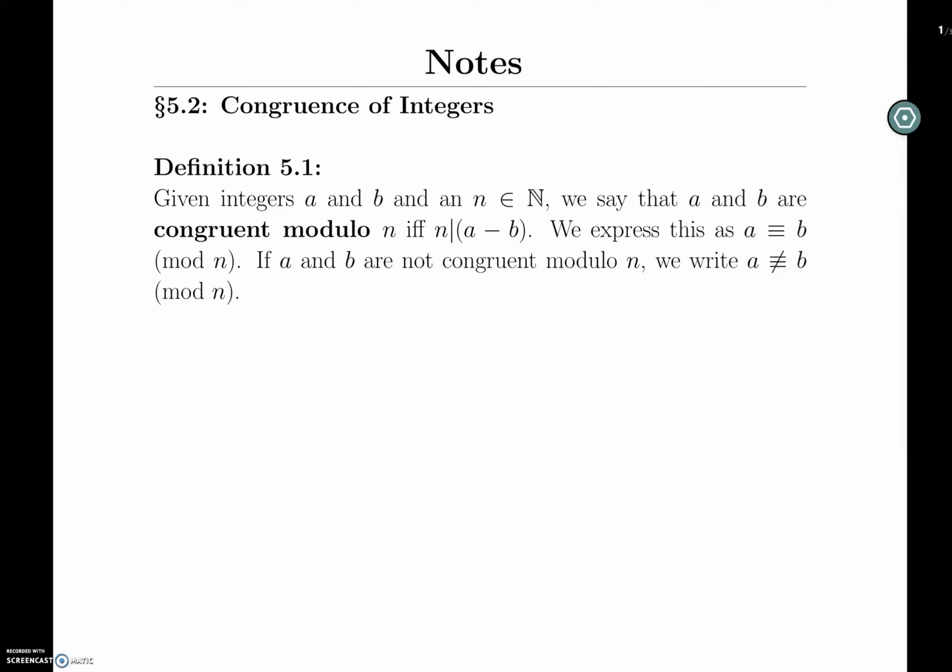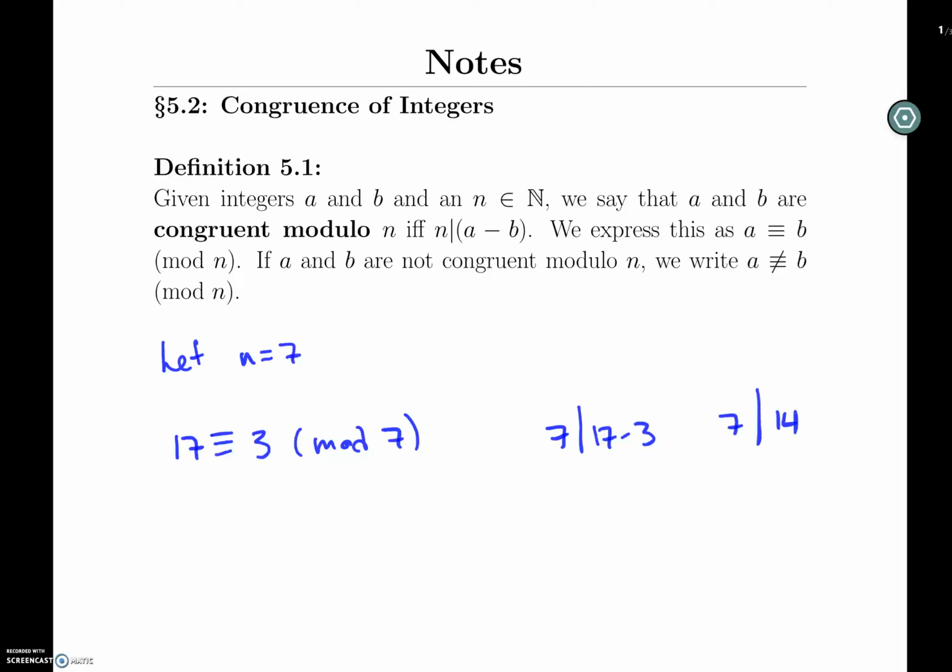So, let's consider n equals 7 and examine some integers that are congruent modulo 7. So, 17 is congruent to 3 mod 7. To verify this, we ask, does 7 divide 17 minus 3, which is equivalent to does 7 divide 14? 7, in fact, does divide 14. So 17 and 3 are congruent modulo 7.